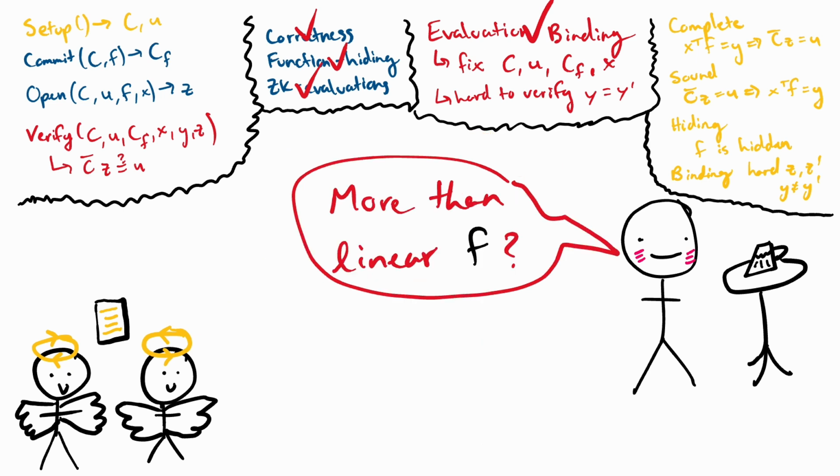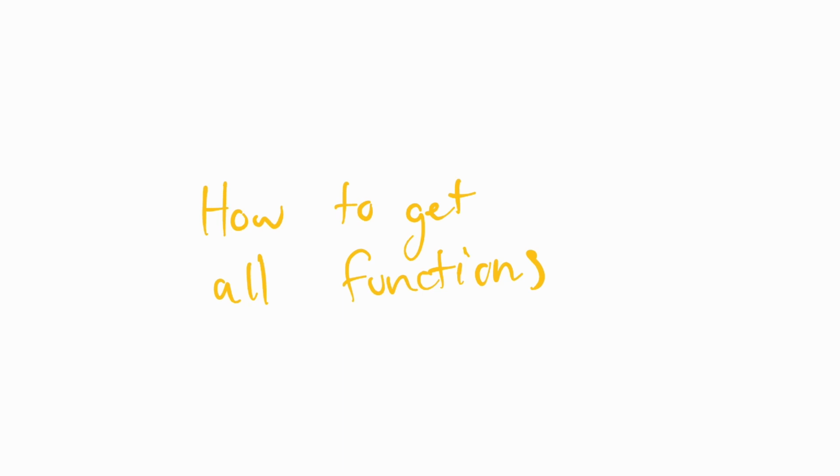It seems like f is pretty restricted. It has to be these Boolean linear functions, so basically only checking one bit at a time. Can we do more than just linear functions? Yeah, we can. Here's how we can get all functions.